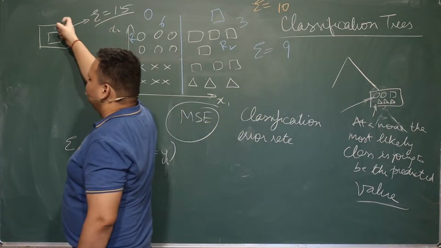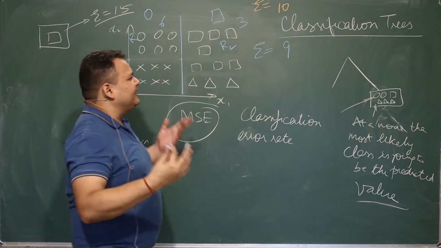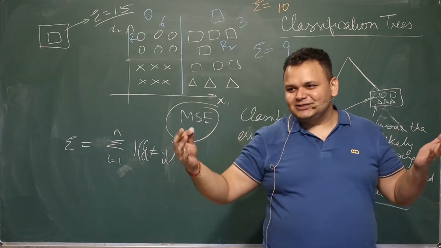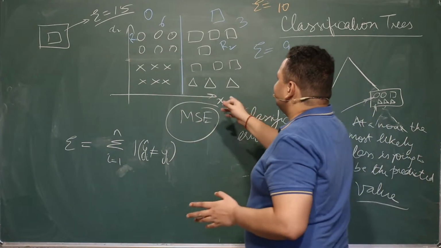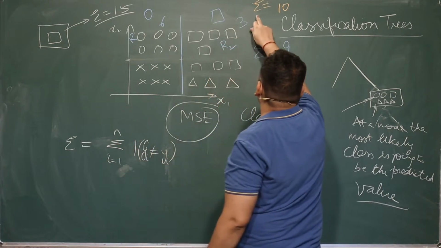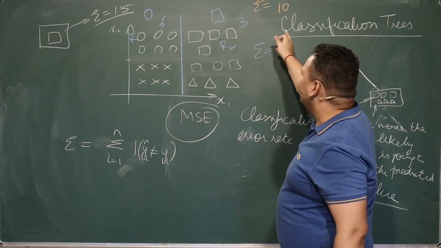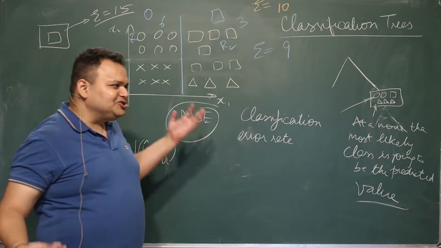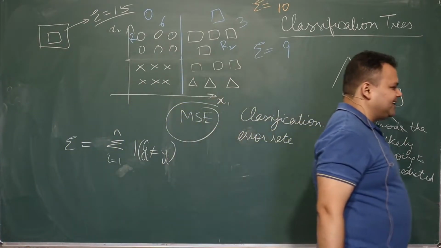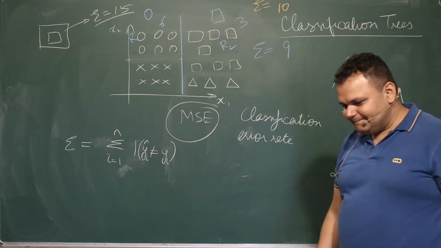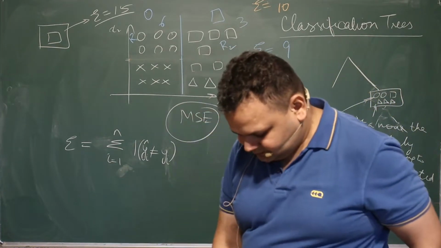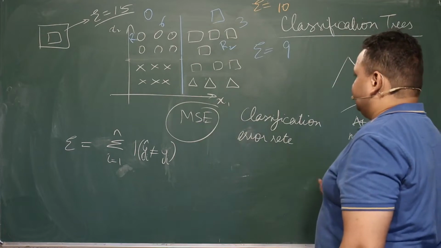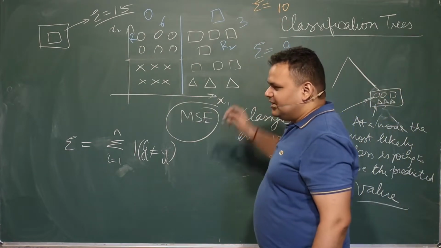So we started from 15 when we had no partition. Then we created two partitions out of the data in two different manners. In one manner we got an error of 10. In the other one I got an error of 9. So which one would I choose? किसको choose करूँगा मैं? Out of these two, the blue one. Yeah, we're going to choose the blue one.